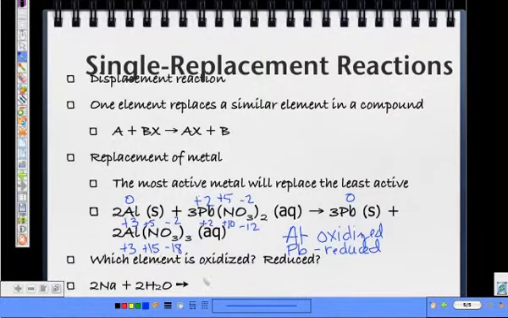Okay, for this one, we're going to get hydrogen. So sodium is replacing hydrogen because that is the cation, the positive ion. So we're going to get hydrogen gas plus sodium oxide. Oops, that should be Na. Na2O.